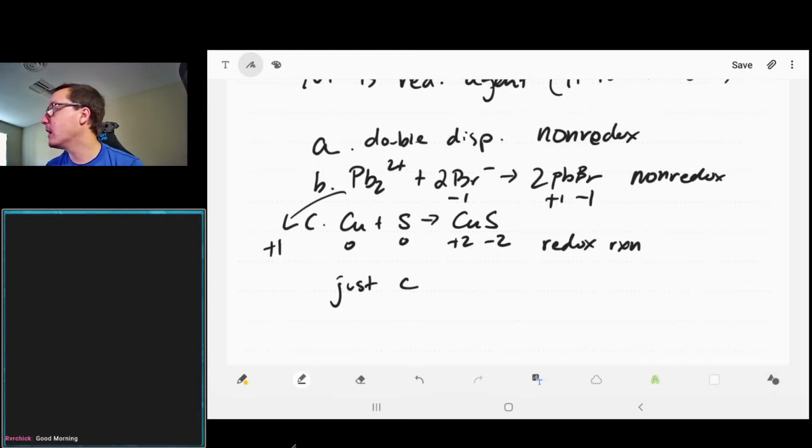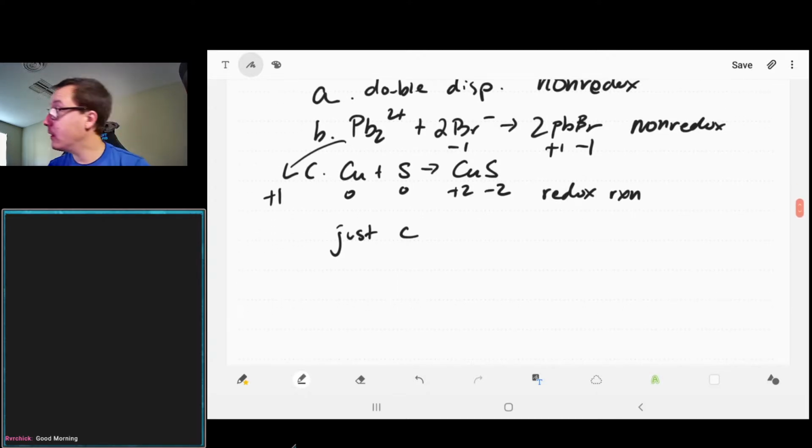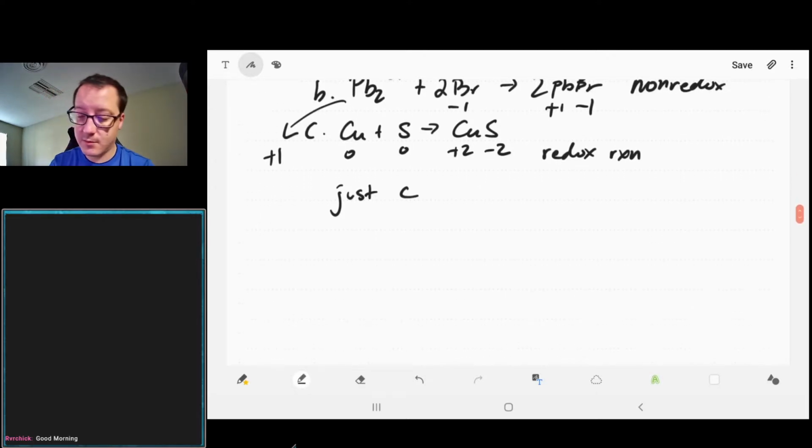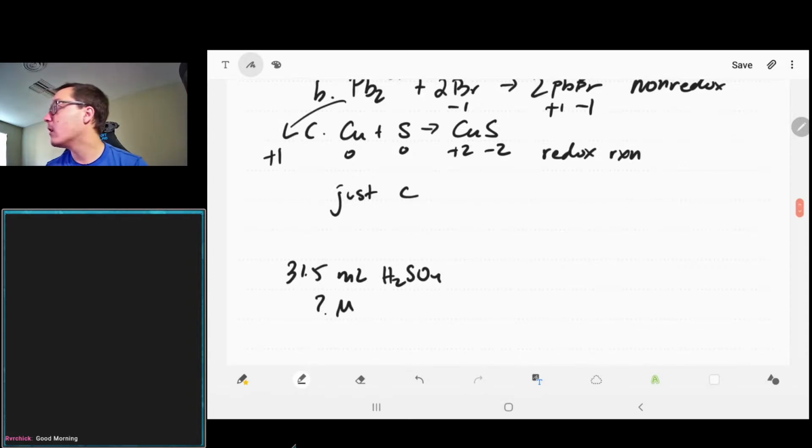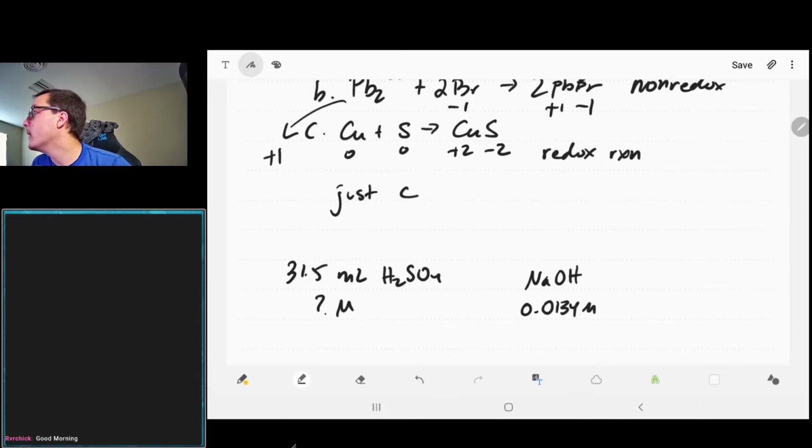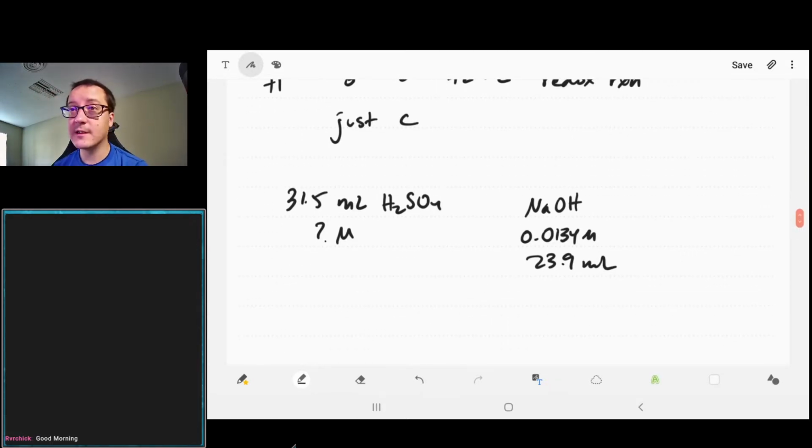Okay, so next is, okay, so we have 31.5 mils of sulfuric acid, unknown molarity. We have a base of 0.0134 molar, and it took 23.9 ml. Okay. And then blah, blah, blah. So we want to figure out the concentration of that acid.